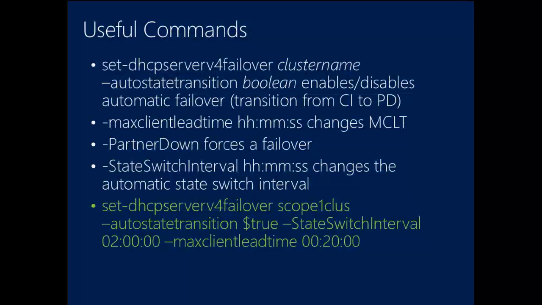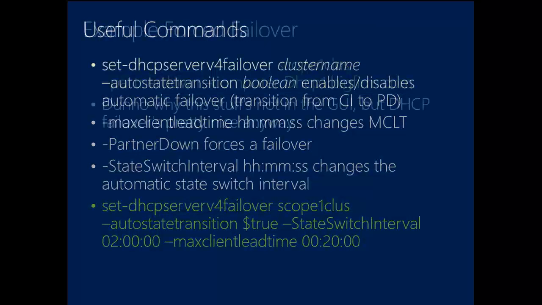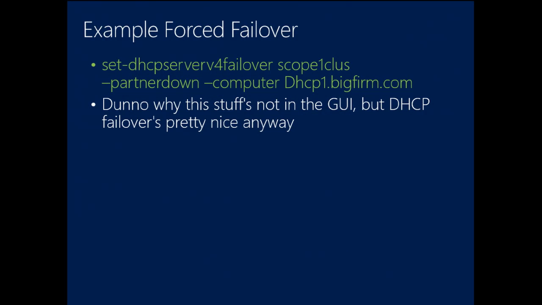All right. State switch interval, that's the auto state switching interval. This says 2 hours before we give up on them. Maximum client lead time, 20. That in one command shows you everything you need to do to edit your cluster. Is that making sense? I've only got about a minute left. Okay? There's an example forcing a failure. That's another set. I just say dash PartnerDown.